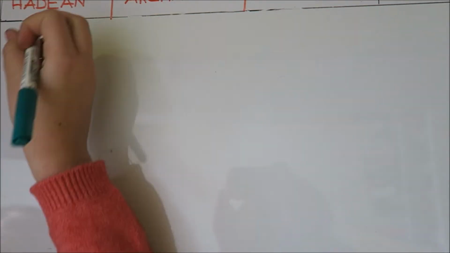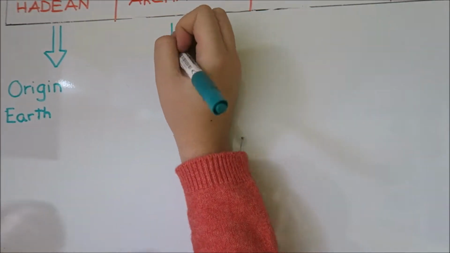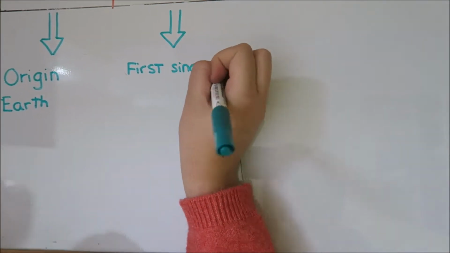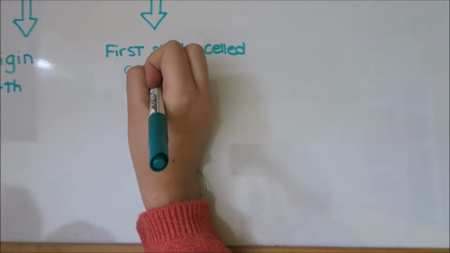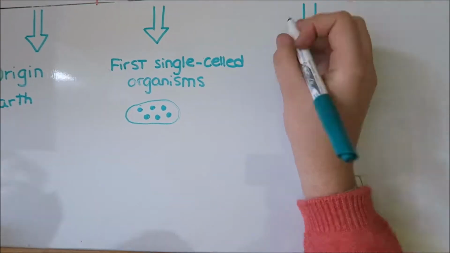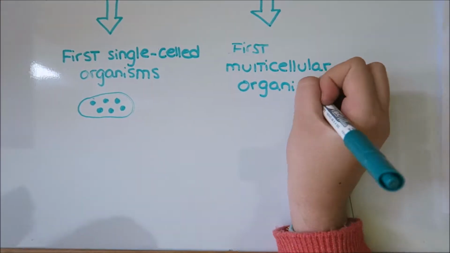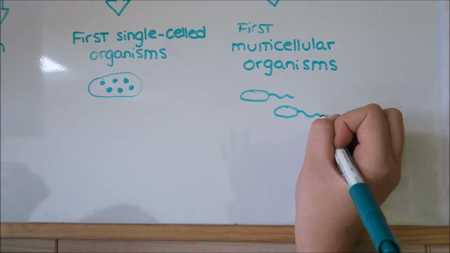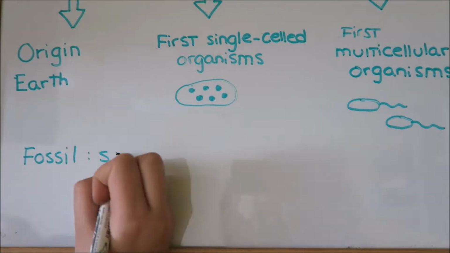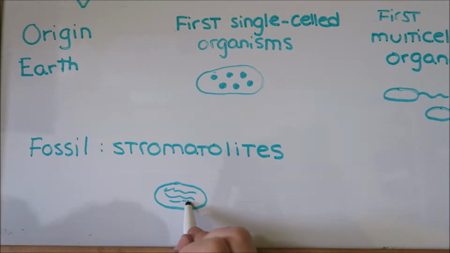We will start with the Precambrian. In this first stage, we have the appearance of the first complex life forms. In the first eon of that stage, the Hadean, we have the origin of the Earth. In the Archean, the second one, appeared the first single-celled organisms, and the appearance of multicellular organisms took place in the Proterozoic. The guide fossils of that era are the stromatolites.